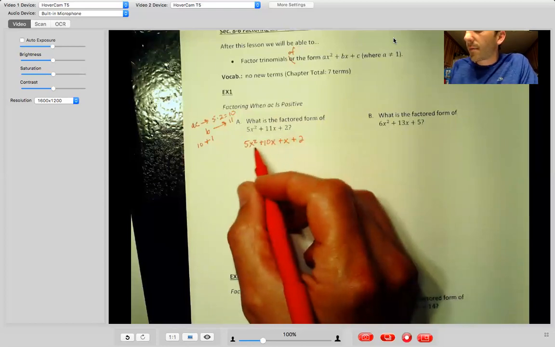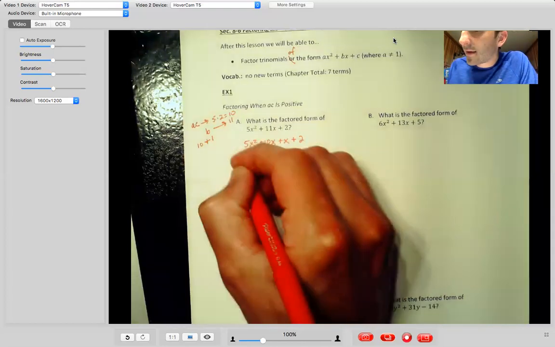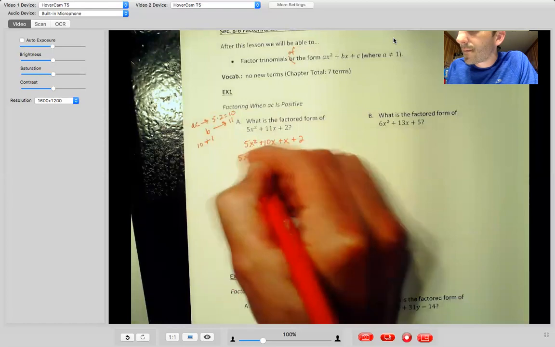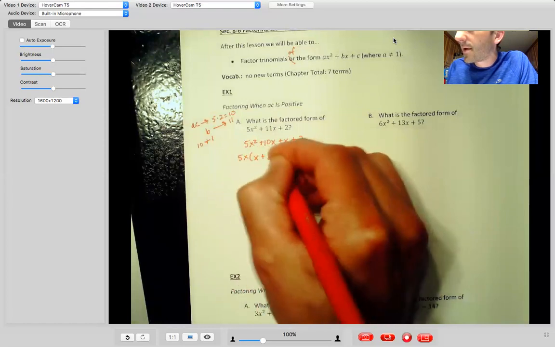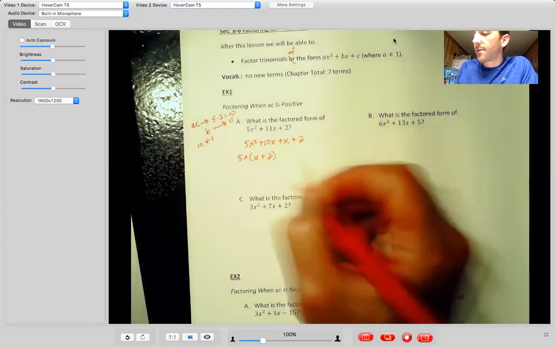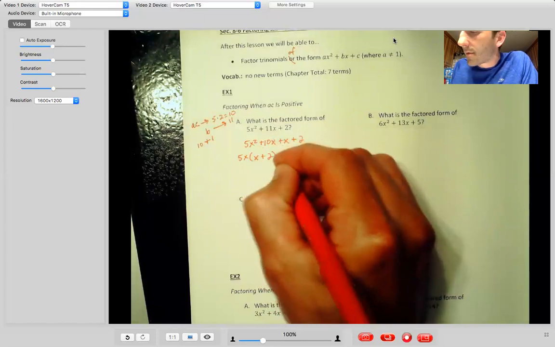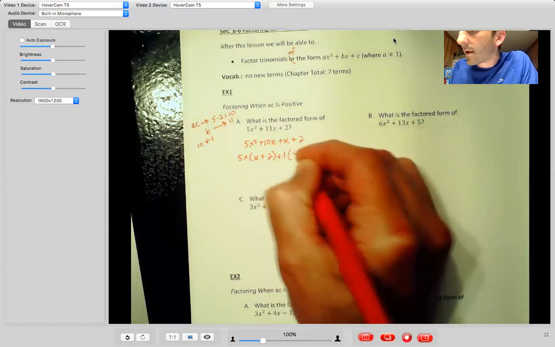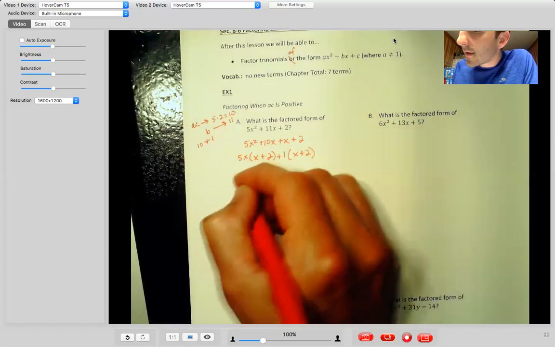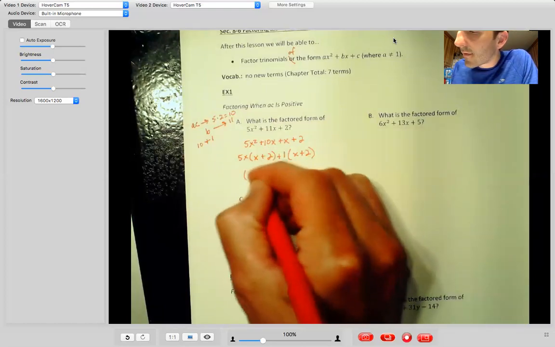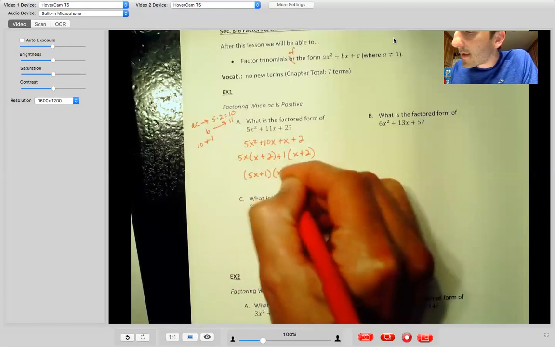So remember, now we're thinking, what's the GCF of these two? That'd be 5x. And then we'd be left with x plus 2. And then look at the last two terms. What's the GCF of those? Nothing. So we just write plus 1 times the quantity x plus 2. And so our final answer is the quantity 5x plus 1 times the quantity x plus 2.